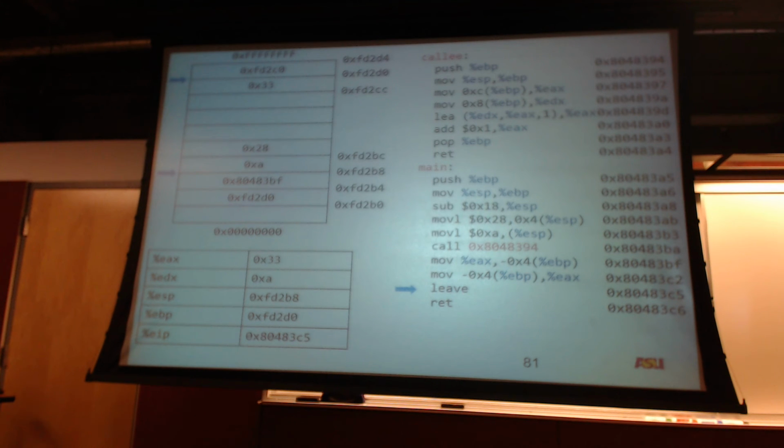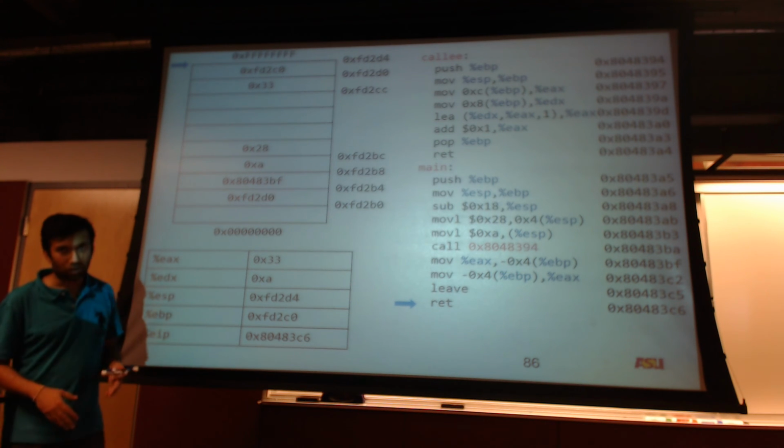So what do you do when you have leave? What you do is you take... wait. So ESP was FD2B8, right? So what you now do is you take FD2B8 and you move it into the base pointer. So move the base pointer back to stack. So stack and base pointer now becomes the same, FD2D0, right? And then you do the same thing with return, the one that you did for calling. So that is how the stack works.